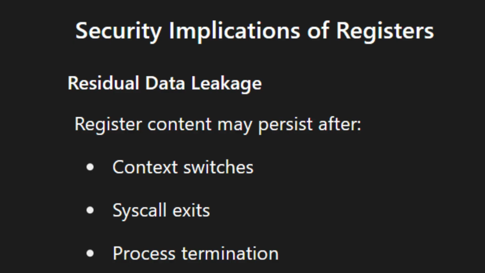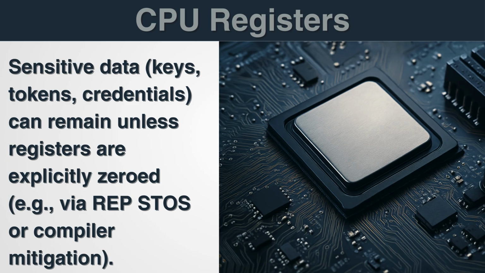And just to go into that a little bit more, we've got residual data leakage. Register content may persist after context switches, syscall exits, and process termination. So that content might still be there. It might persist. And sensitive data, like keys, tokens, and credentials, could remain unless registers are explicitly zeroed.